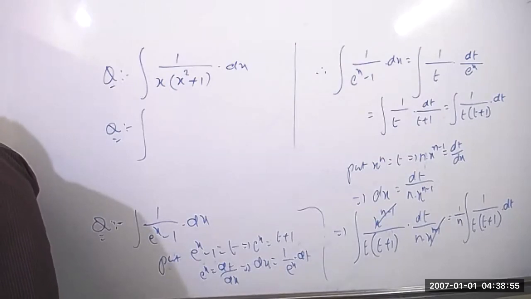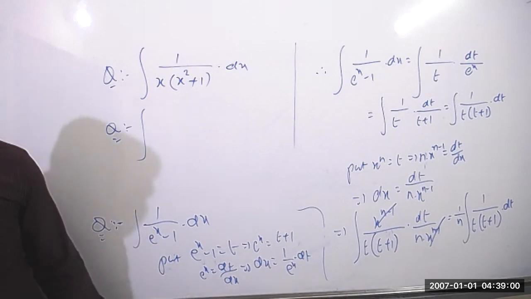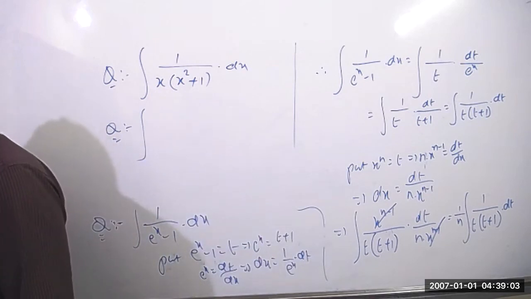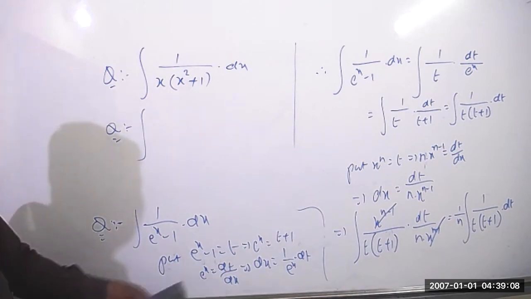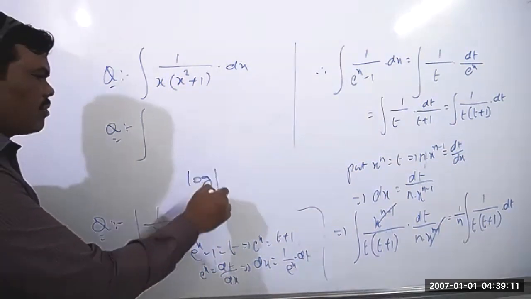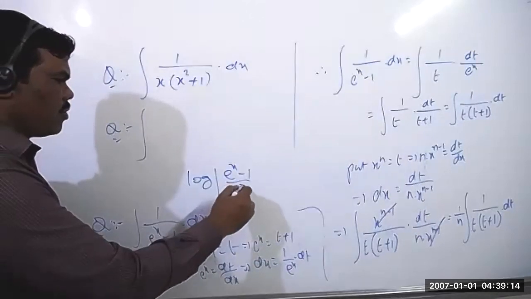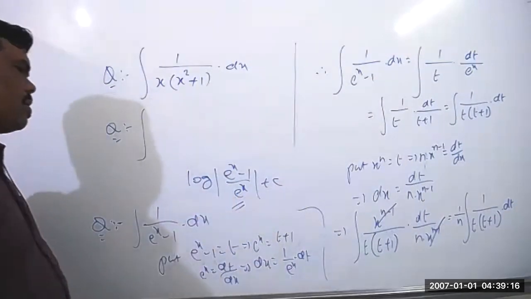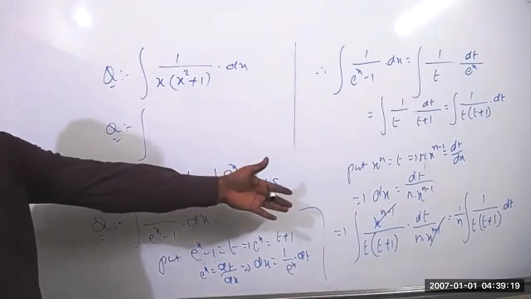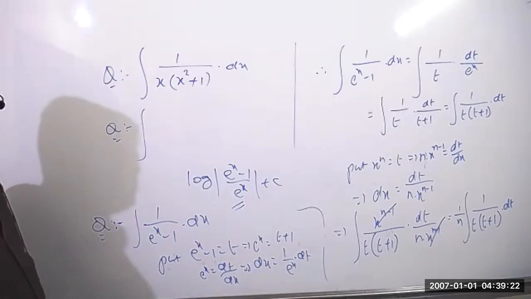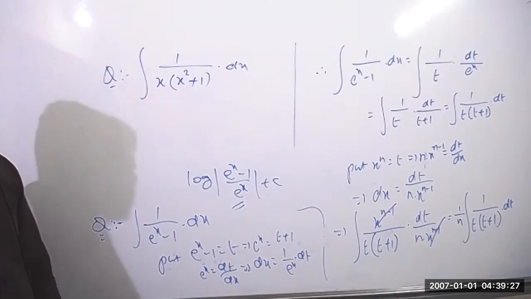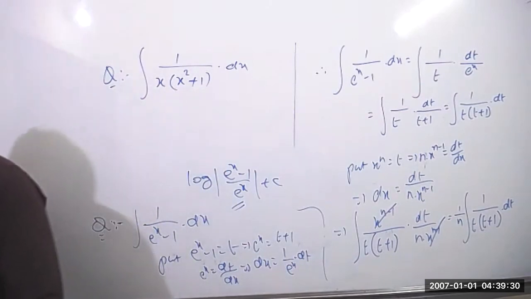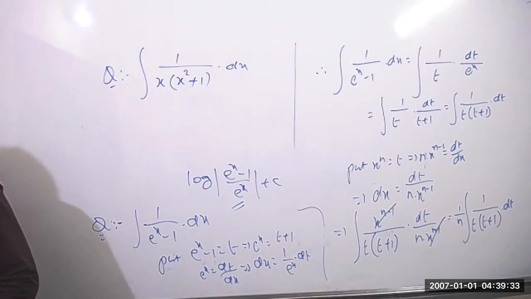Sir, what is the final answer for the question you gave? Integration 1 by x: log modulus of e power x minus 1 by e power x plus c. For this question the answer is log modulus of e power x minus 1 by e power x plus c. Same procedure. The previous problem we already did, but 1 by n is not there. That is a little bit extra. Just this problem you can try. And what is the time now? 8:40, na?